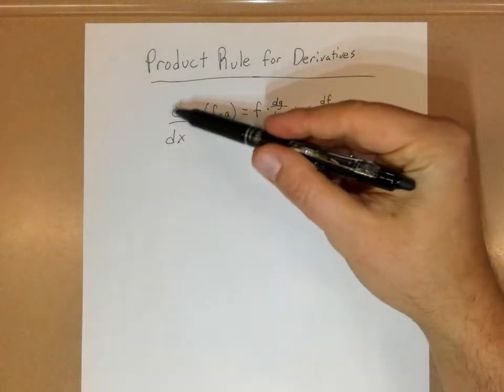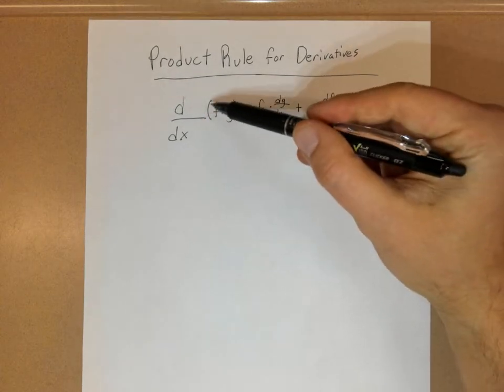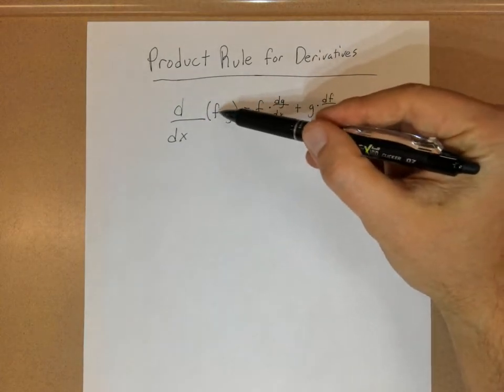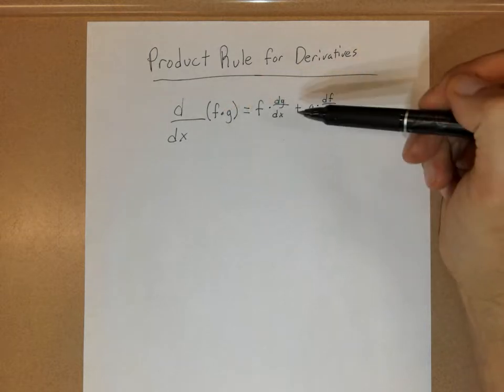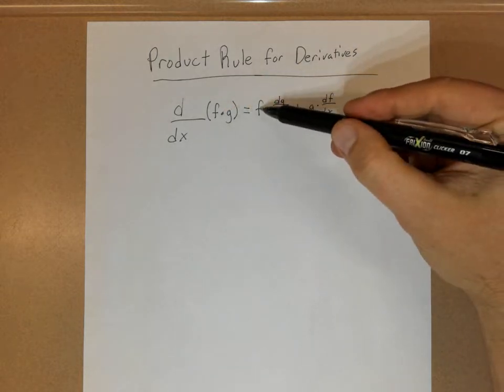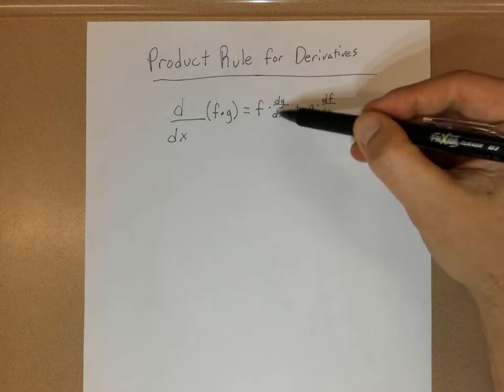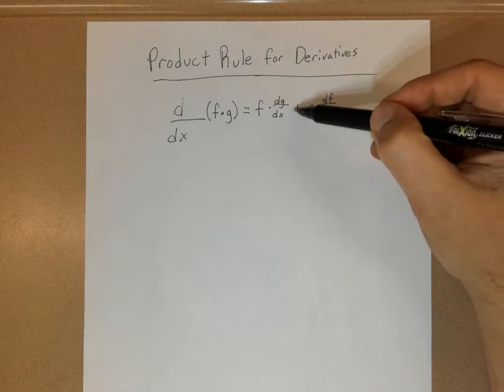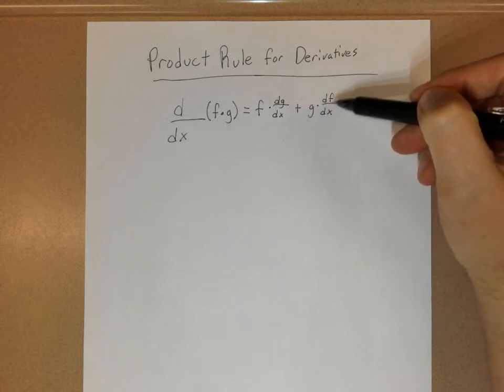But the d dx just means you're taking the derivative of, and then what are you taking the derivative of? The product, or the multiplication of function f times g. And so what that's going to equal is your f times the derivative of g with respect to x plus g times the derivative of f with respect to x.